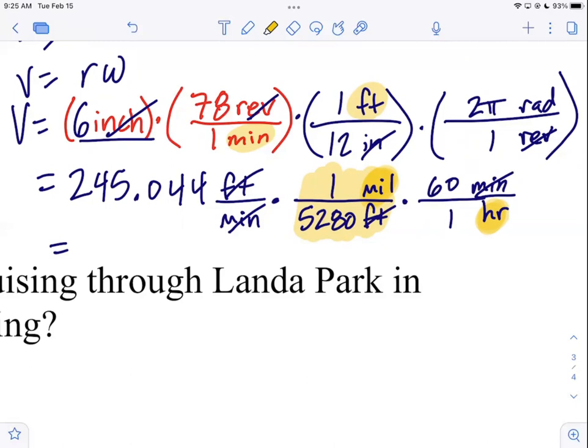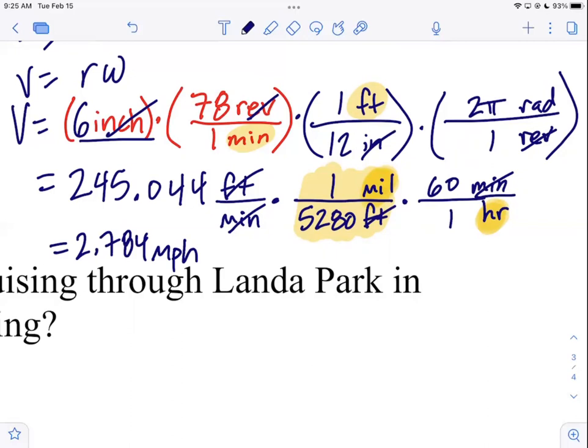So here we go. I'm going to take the previous line in all of its glory, and I'm going to hit divided by 5280 times 60. And I get 2.784 mph, right? That's how we stylize miles per hour. Now, almost 3 miles per hour. That doesn't seem like that's fast at all, right?